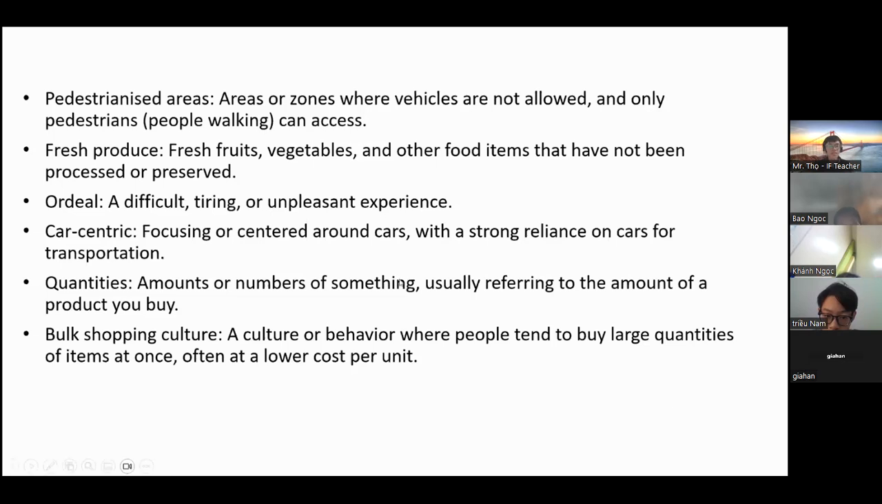One more word is quantity. Quantity is just a fancy way of saying a number or an amount of something. And the last vocabulary we're going to learn today is bulk shopping culture. Bulk is like a large quantity of something. So when you go bulk shopping, you buy a large quantity of items at a time, and usually, hopefully, at a low cost per unit.